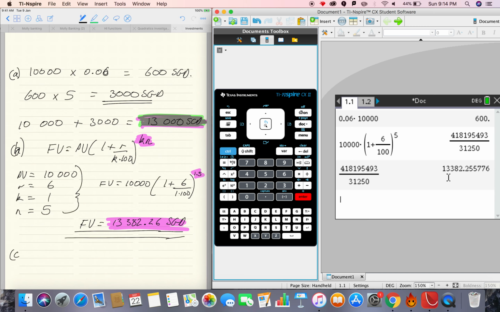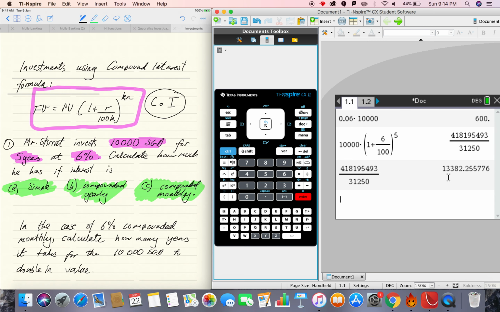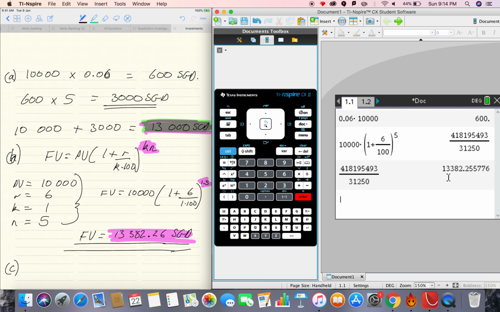And here's C, and for C, I'm actually just going to write the numbers straight into the formula. It's compounded monthly, so I'm going to just put straight down: final value is the initial value. Again, you can write everything out and take your time with it, no problem. 1 plus R is still 6. K is monthly, so that's 12 months in a year, 100. And then 12 times 5. So if you think about it, that top number there is going to be 60, isn't it? 12 times 5 is 60. You're going to get 60 interest payments over the course of 5 years.